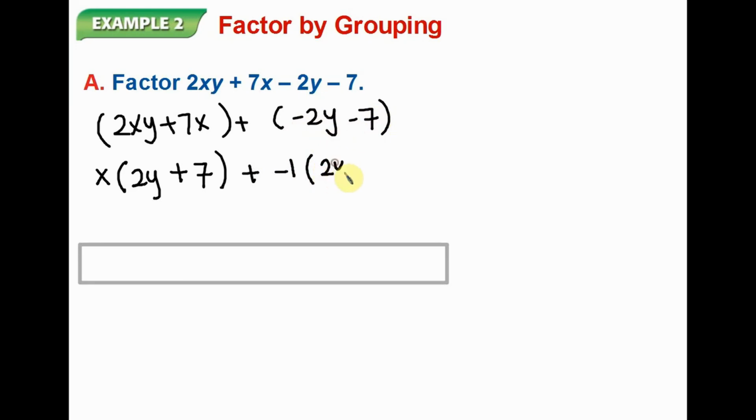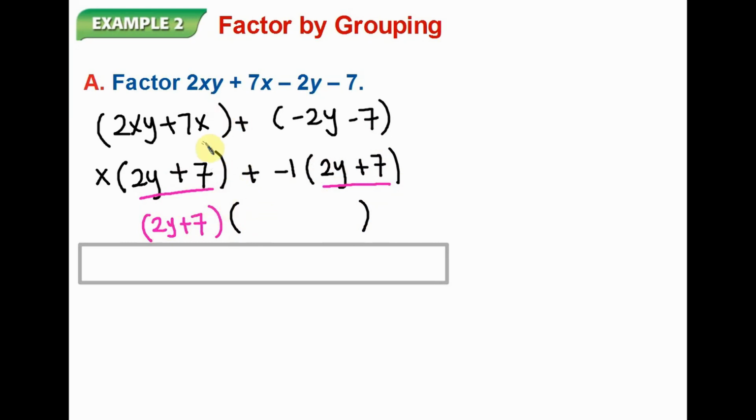The answer is 2y, and then I will have negative 1 times positive 7 will give you negative 7. Do you notice that I have the same group right here, 2y plus 7 and 2y plus 7? So if I take that out, 2y plus 7 to the front, I'm just going to figure out what should I multiply to get the form back.